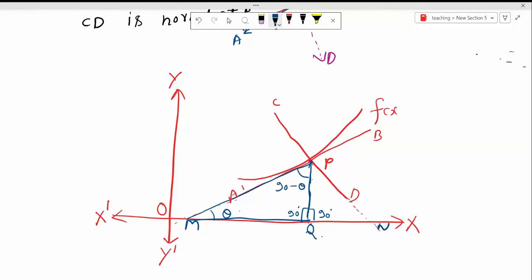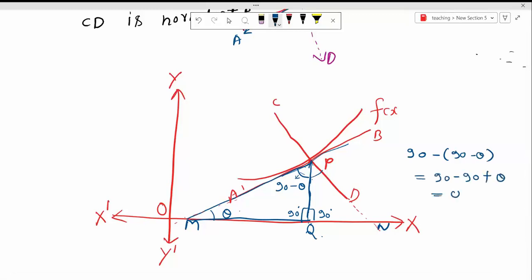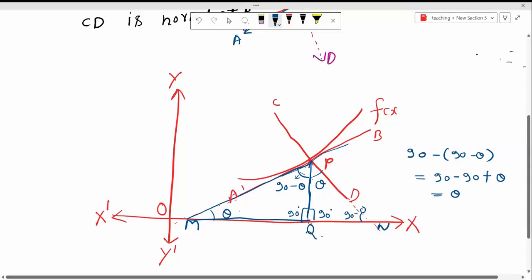Similarly, we can find the angles here too, because we know that the tangent and normal are perpendicular to each other, and this is our tangent line and this is our normal line CD. So the total angle is 90 degrees, but this angle is 90 minus theta. When we subtract 90 minus theta from 90, we get theta. So this angle becomes theta. Again, this angle is 90 degrees and this is theta, so this angle is 90 minus theta. We can find all these angles.